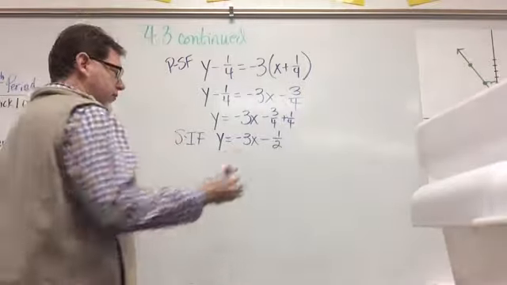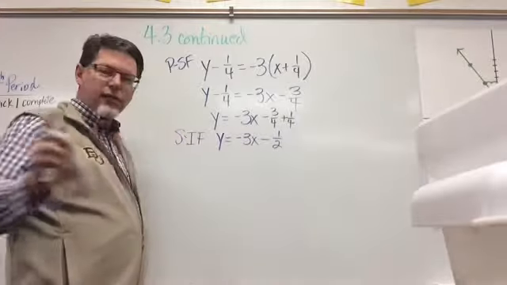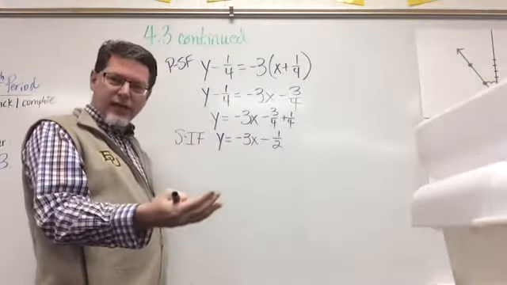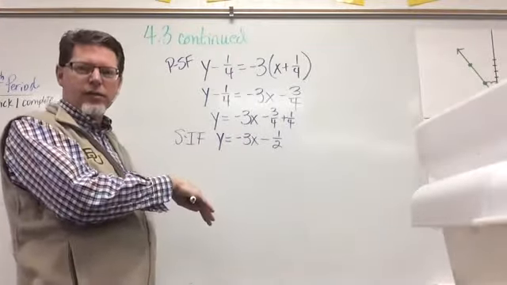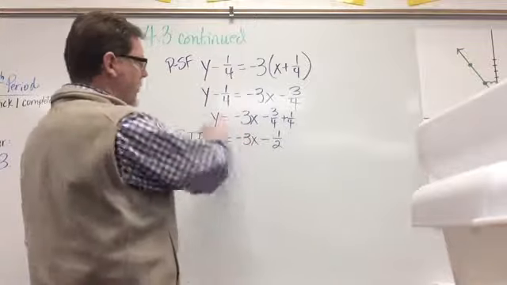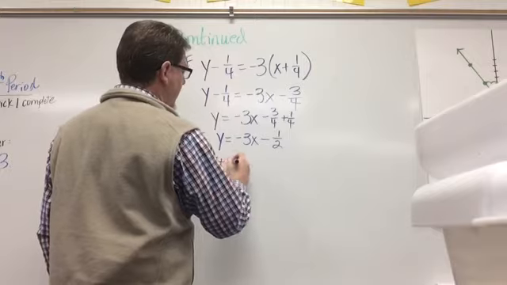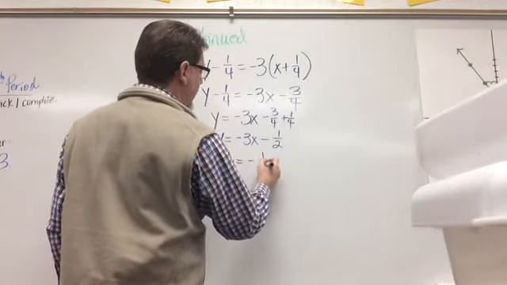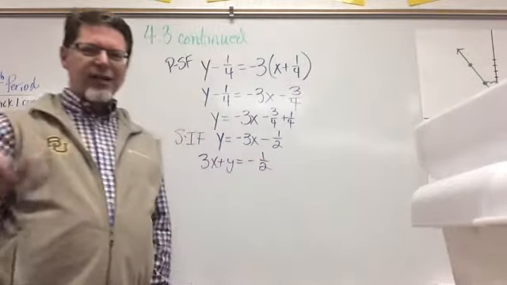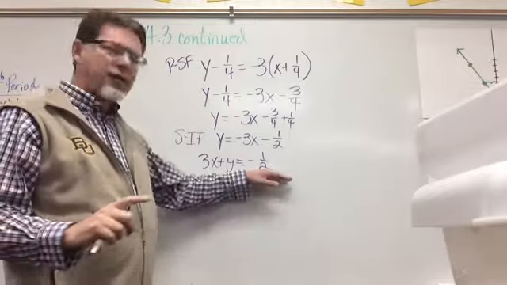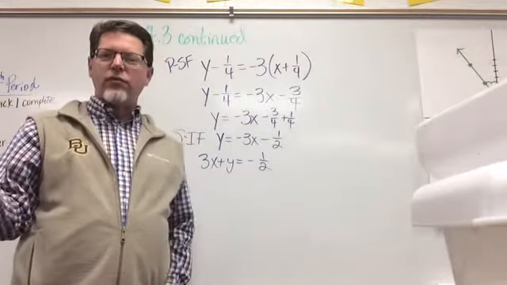So let's do standard form. The x is negative, so I need to move it to make it positive. So I'm going to add 3x to both sides, or just move it over the equal sign. So I get 3x plus y equals negative 1/2. Now I still cannot have a fraction. I don't care if it's a constant. You cannot have a fraction in standard form.